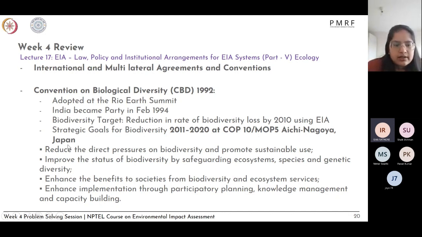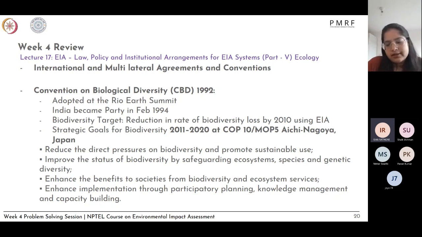So it basically talks about the reduction in the direct pressures faced by biodiversity and promoting sustainable use of biodiversity and its resources. The second was to improve the status of biodiversity by safeguarding ecosystem, species, and genetic diversity. The third was to enhance the benefits to societies from biodiversity and ecosystem services while using a sustainable approach, of course. And the fourth was to enhance the implementation through participatory planning, knowledge management, and capacity building.